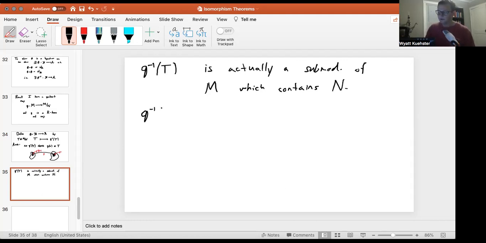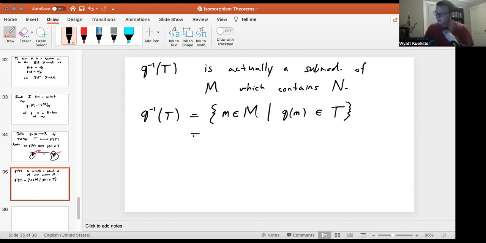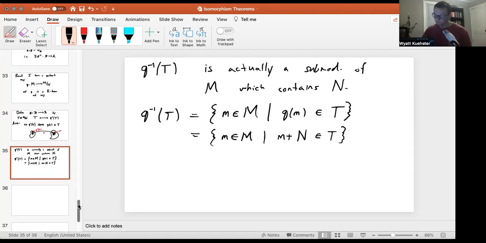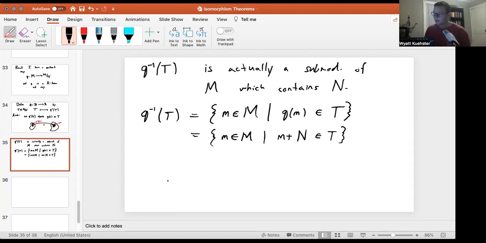And I should write in set notation what the pre-image is, right? The pre-image is the set of all of the elements of M such that Q of m is in T, which means, since Q is the quotient map, this is all of the little m in big M such that little m plus N is in T. The quotient map takes an element and sends it to its coset with respect to N. Okay, so I need to show that this is actually a submodule that contains N. Showing that it contains N isn't terribly hard.